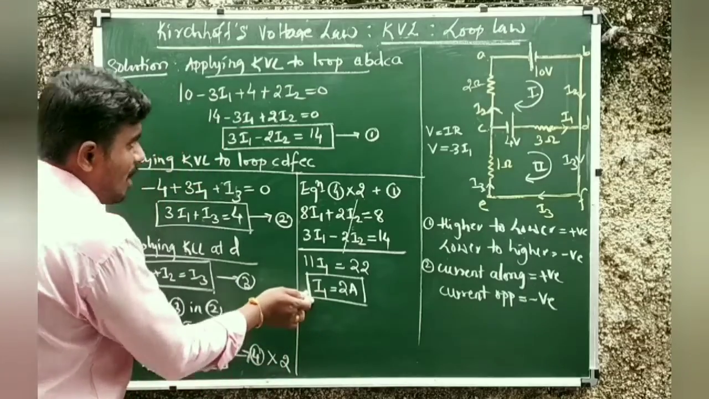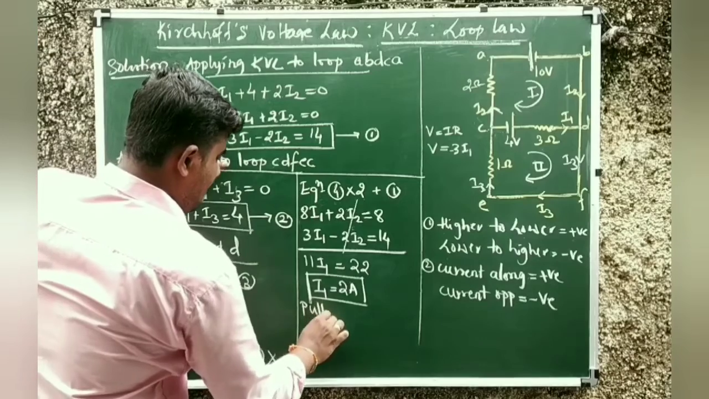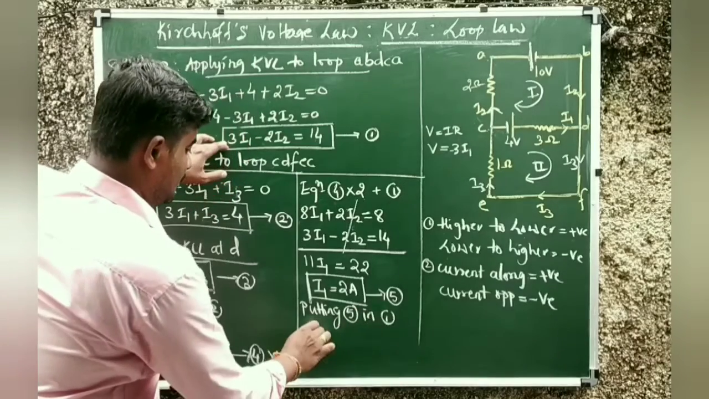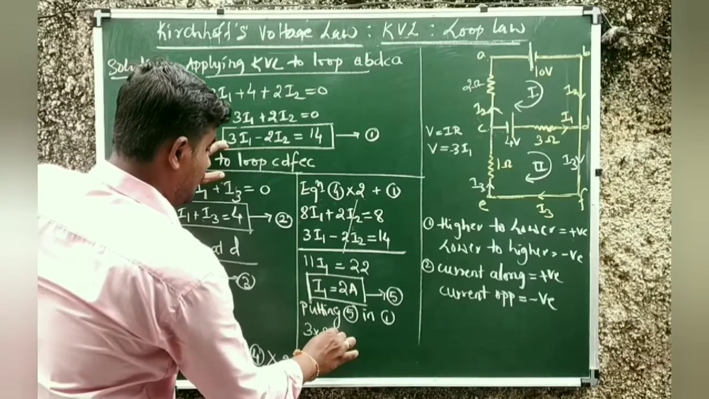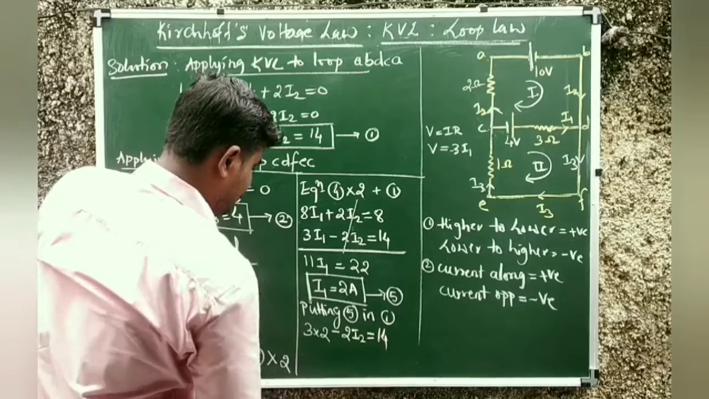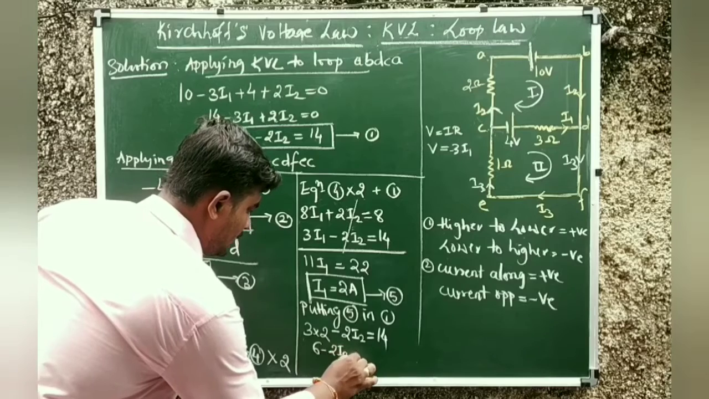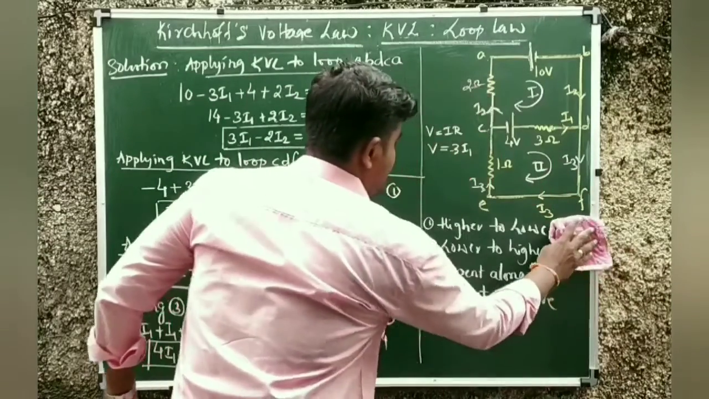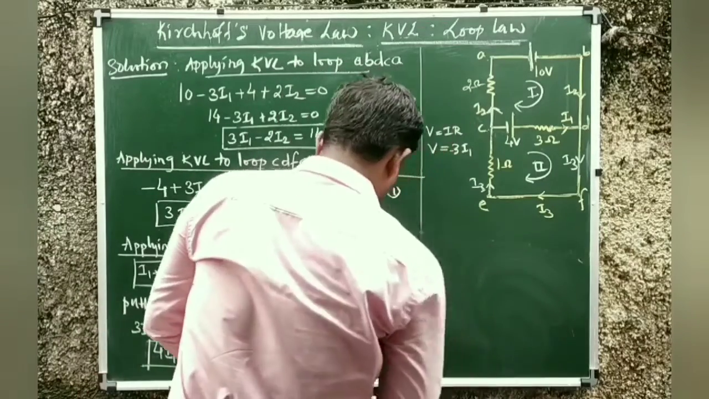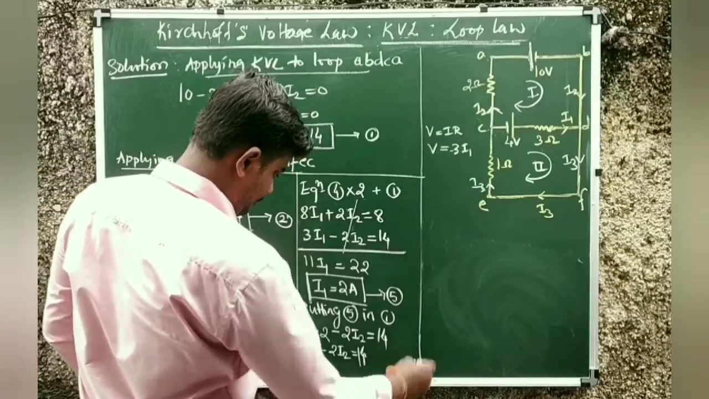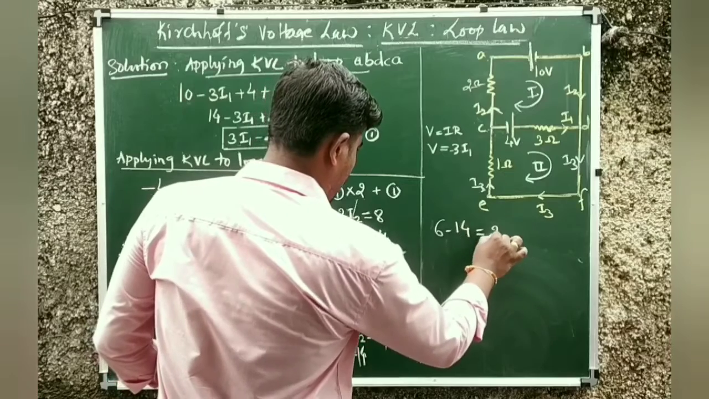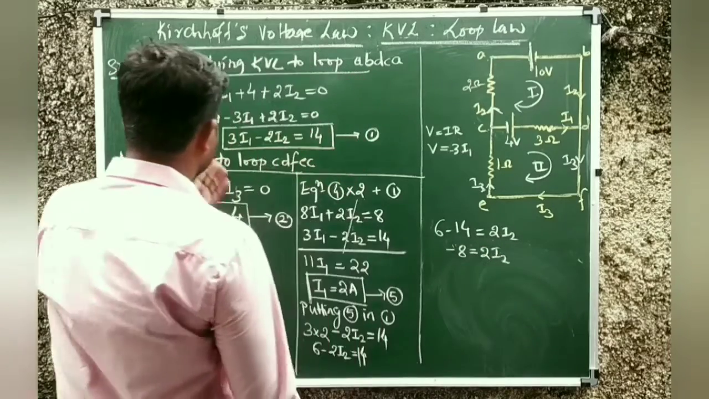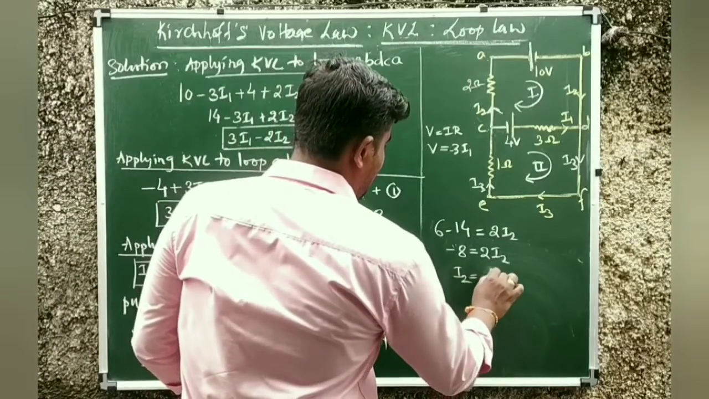Again, this I1 value I will substitute in equation 1. Let us call it equation 5, putting 5 in 1. So it is 3, I1 value is how much? 2, minus 2I2 is equal to 14. So 3 2s are 6, minus 2I2 is equal to 14. So 6 minus 14 is equal to 2I2, and 6 minus 14 is minus 8 is equal to 2I2, and I2 is equal to how much? It is minus 4 ampere.